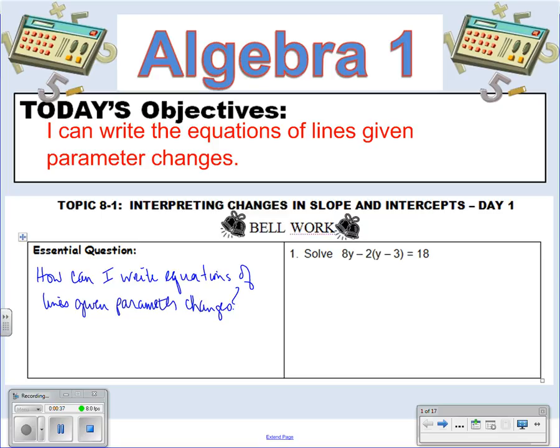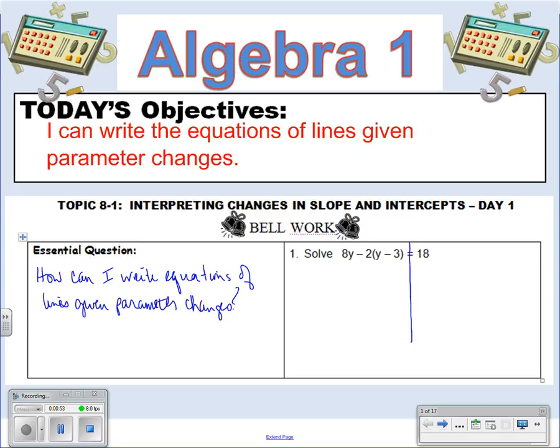Our bell work today is we're going to review solving. And so you can take out your flow chart. Some of you may have it memorized, but if not, pause the video and take your flow chart out on how to solve equations. Our first step is to draw the line down the equal sign.